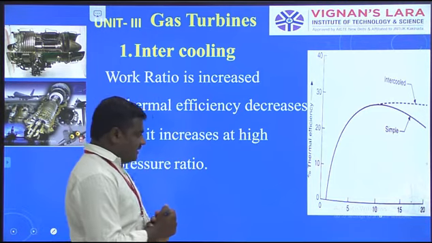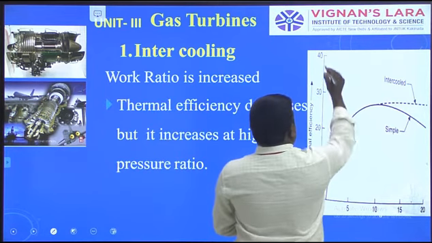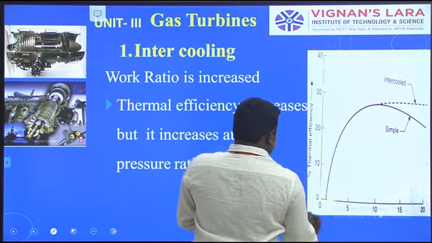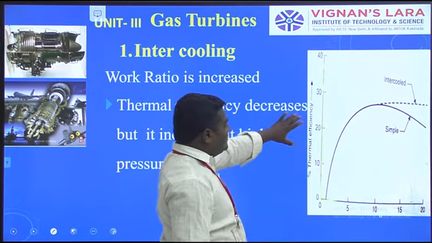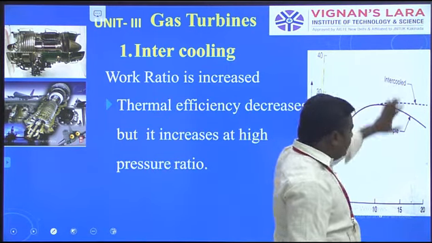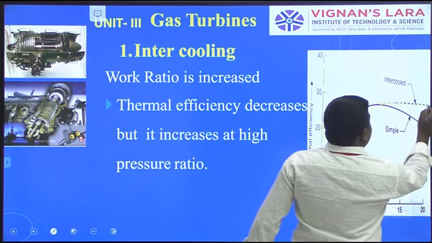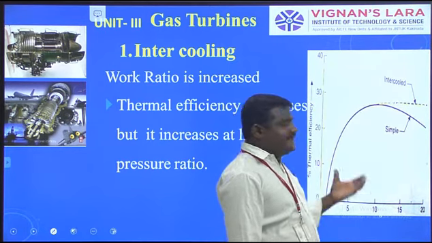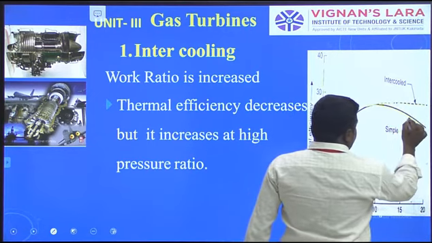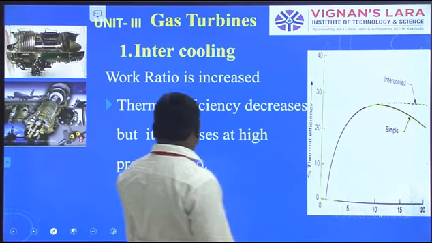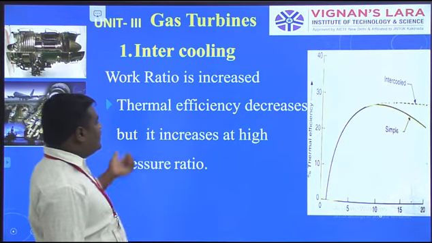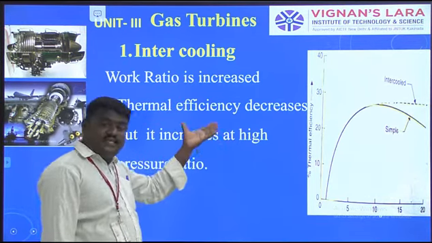Okay, so we have to see here the thermal efficiency graph. In this graph, the percentage of thermal efficiency. This dotted line is intercooled, and this curved line is the simple turbine. Then work ratio is increased, thermal efficiency decreases.